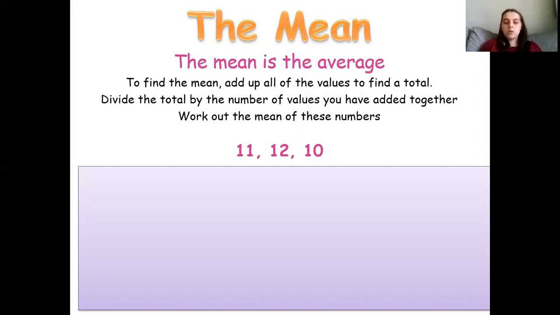I want you to work it out, but I'll talk you through it. You're going to do 11 add 12, that will give you a number, and then add 10 to that. I'm giving you some time to have a go, but 11 add 12 is 23, add another 10 is 33.